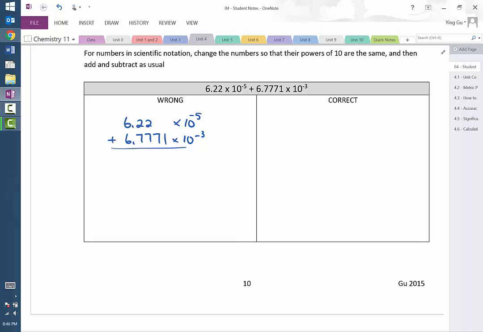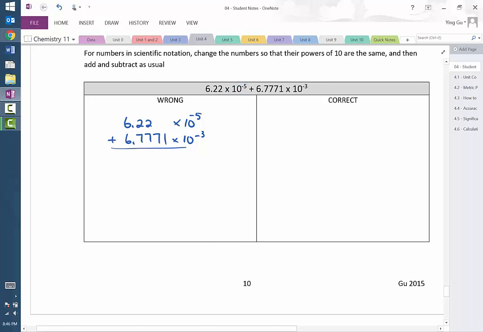What you want to do is pick one number and convert it such that the power of 10 matches the other. It doesn't matter which number you choose. Okay, so let's choose the first number here, 6.22 times 10 to the negative 5. How do we change this 10 to the negative 5 into a 10 to the negative 3? We want them to match in order for us to do this decimal alignment step that we do for addition and subtraction.